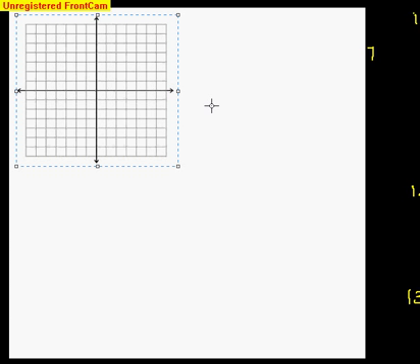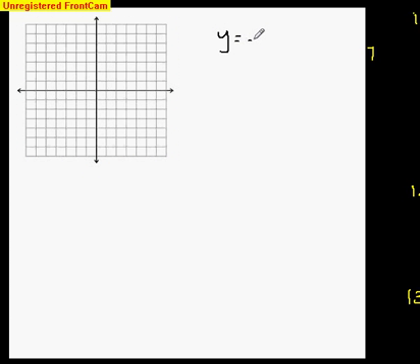This is number 13. We're supposed to graph it. I have to change my color. So we have y equals -2x minus 2 and y equals -4. So we have to graph these. First we'll graph this one, y equals mx plus b. Our m is -2. Our b is -2. So let's graph that. b is -2.